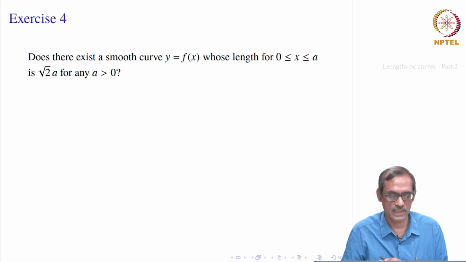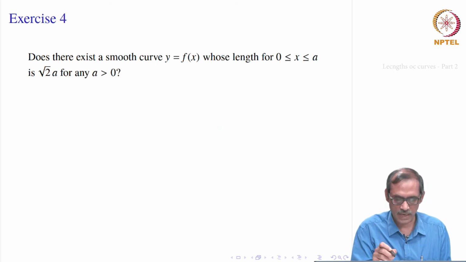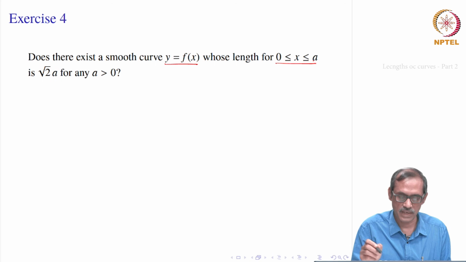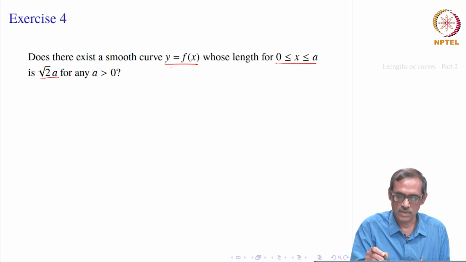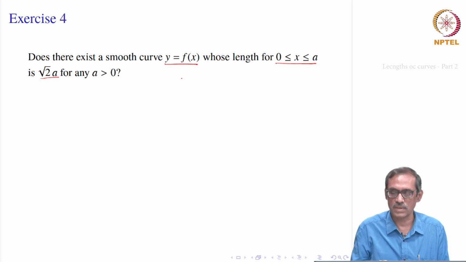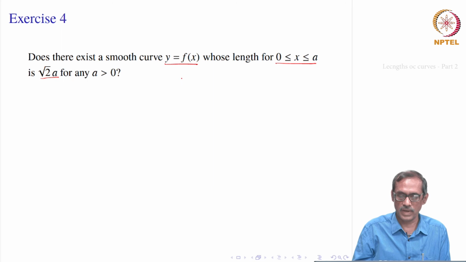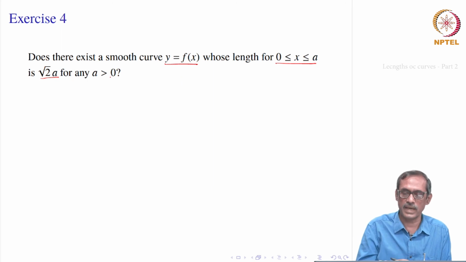Let us go to the next problem. It is a different kind of problem. It is asking whether there exists a smooth curve y equal to f of x, whose length from 0 to a, for any a, is root 2a. So, we are giving the length of the curve and we want to find out what the curve is, and the curve is of course asked in the form y as a function of x, fine, and this is true for any a greater than 0.